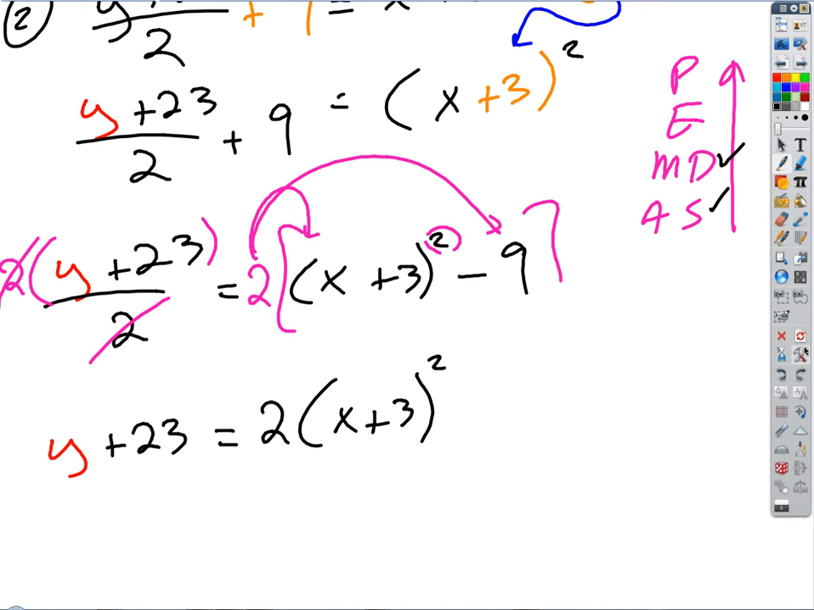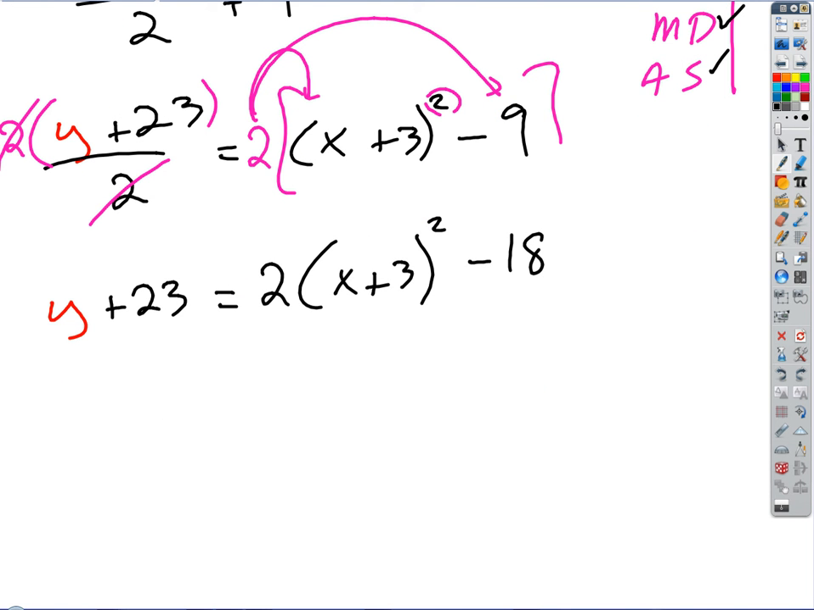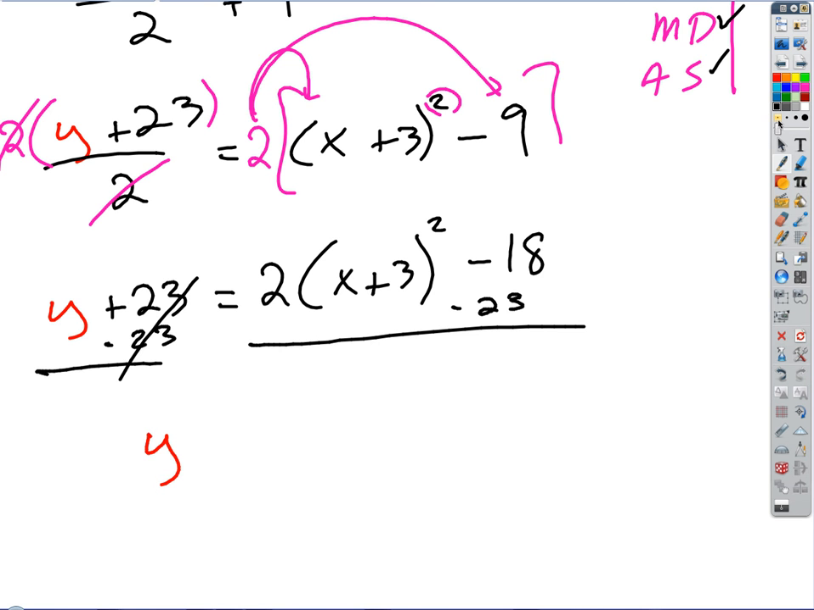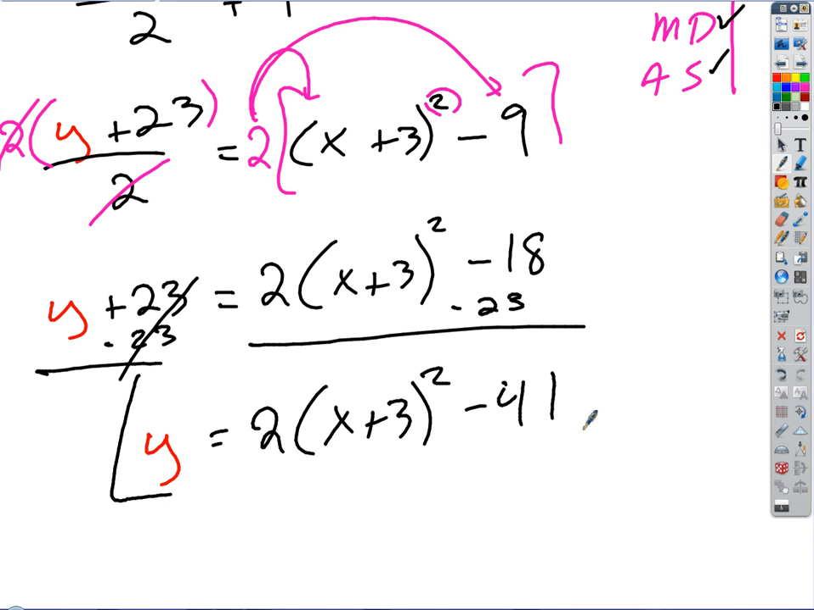And then 2 times negative 9 gives us a negative 18. One last step, what is it? Yeah, subtract 23 from both sides, right? And we end up with y equals 2 times the quantity x plus 3 squared, and what's negative 18 minus 23? And so we got it, right?